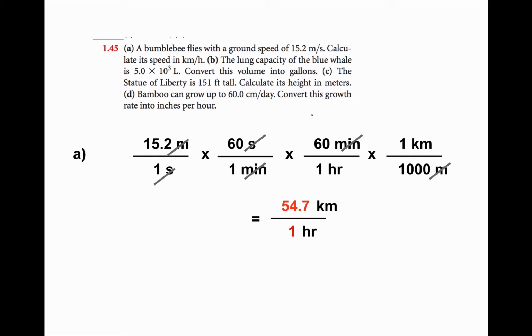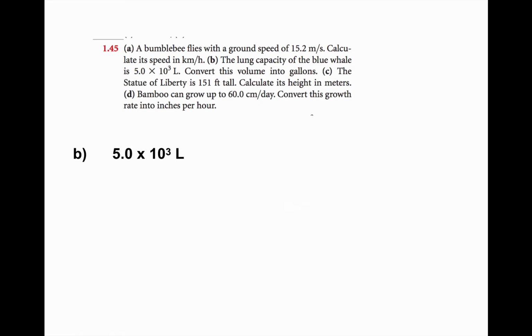B. The lung capacity of a blue whale is 5,000 liters, 2 sig figs. Convert the volume to gallons. Oh God, we never use gallons. I have to go on the internet to find that conversion factor. So put down what's given. I'm given liters. I want to get to gallons.